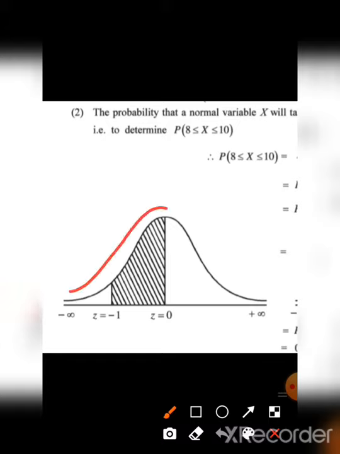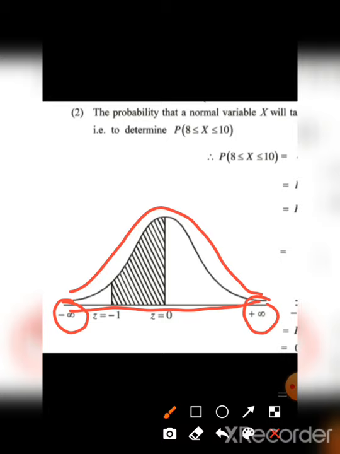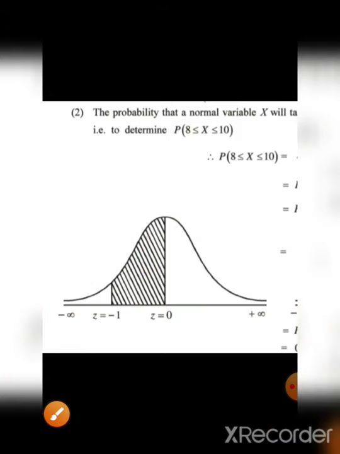First of all, you are going to have this normal curve. This is your x-axis, right? And obviously you're going to write minus infinity on your left hand side, plus infinity on your right hand side. Now in between, your z is equal to 0 would come as the vertical or perpendicular line, and on the left hand side you are going to put minus 1, right? So we need to find out this particular area. Got that clear? Now, as I told you before, the minus sign always shows the left hand side, and the positive sign always shows the right hand side.